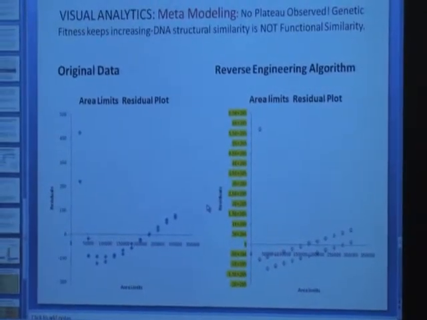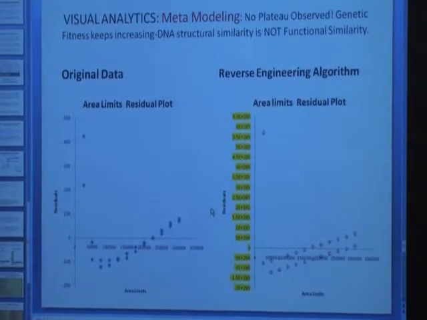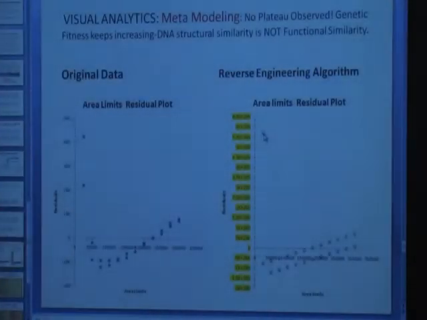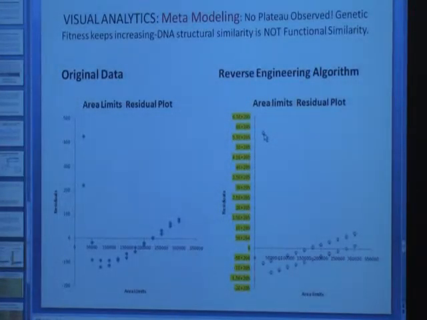So this is meta-modeling, okay? This is the original data. It's above threshold, okay? So that's number one we see. Here it shows that both of them are above threshold. That is not true. That's an error, actually.